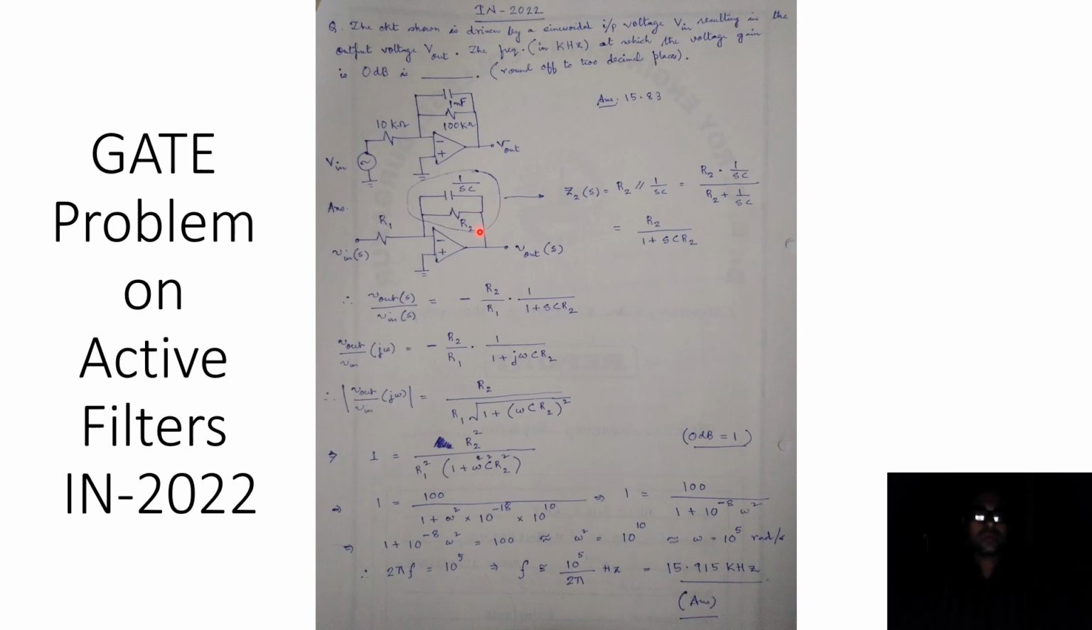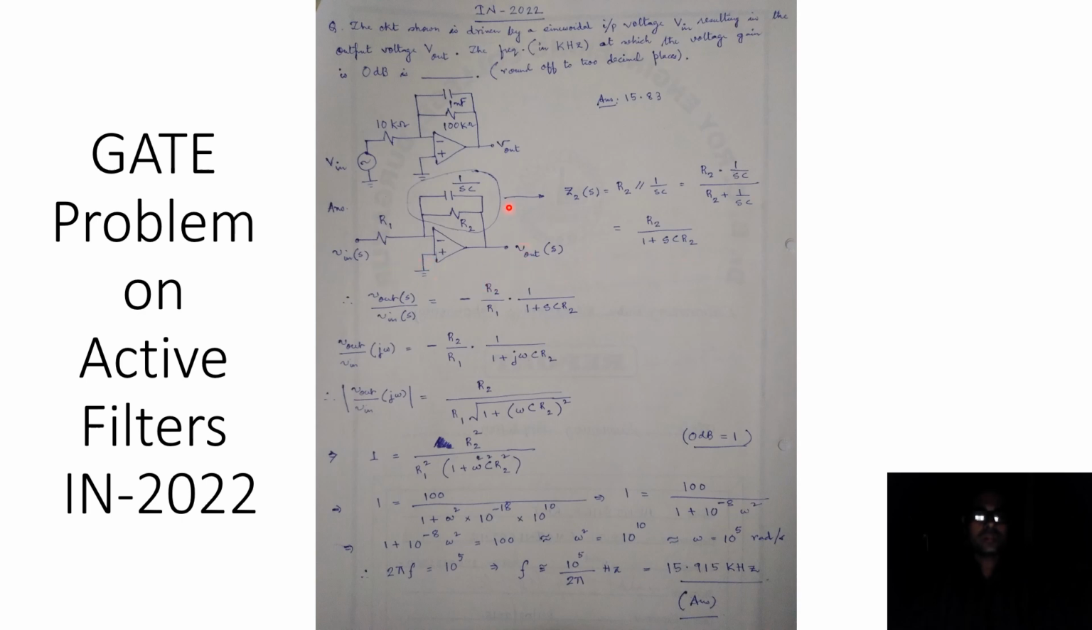And then we can go one step further, and with this part we find that the resistance and the capacitance are in parallel, and therefore we can write the net impedance to be Z2(S) equal to R2 parallel of 1 by SC, and this will lead to this expression, which is R2 divided by 1 plus SCR2.